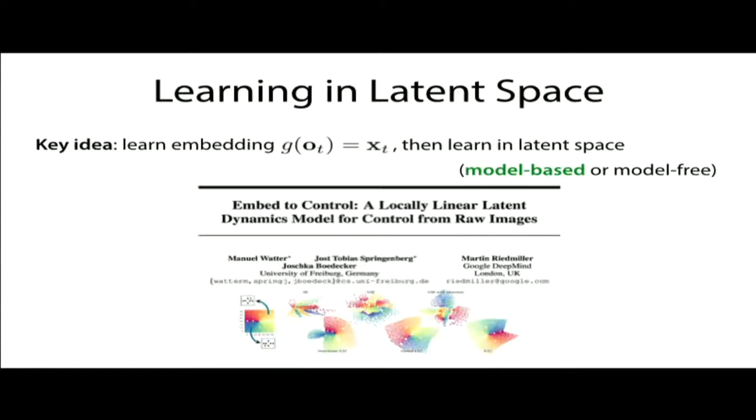Okay, and then the last paper that I'm going to talk about with latent space is a paper called Embed to Control, which is another model-based method, but they take a different approach to learning the embedding. The idea here is that, again, they're going to collect data and then learn an embedding of the image from that data. But when they learn the embedding of the image, they jointly learn the embedding as well as the dynamics model on that embedding.